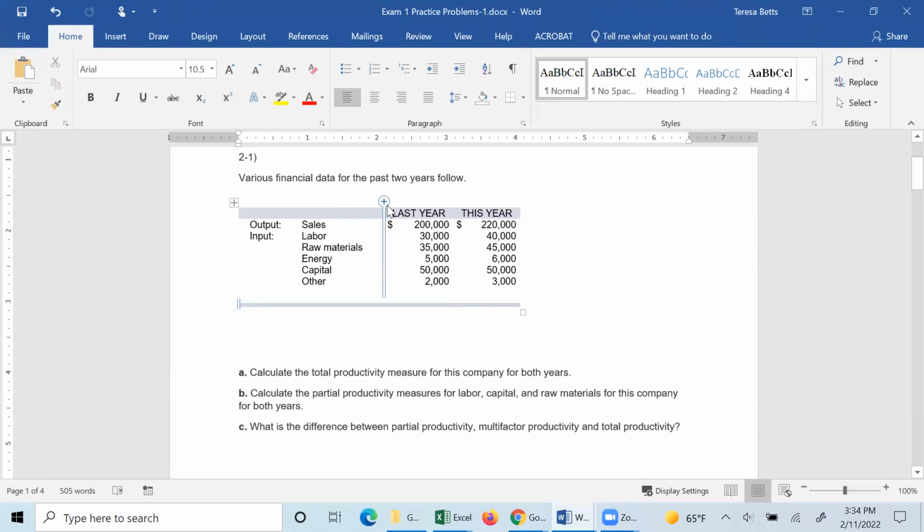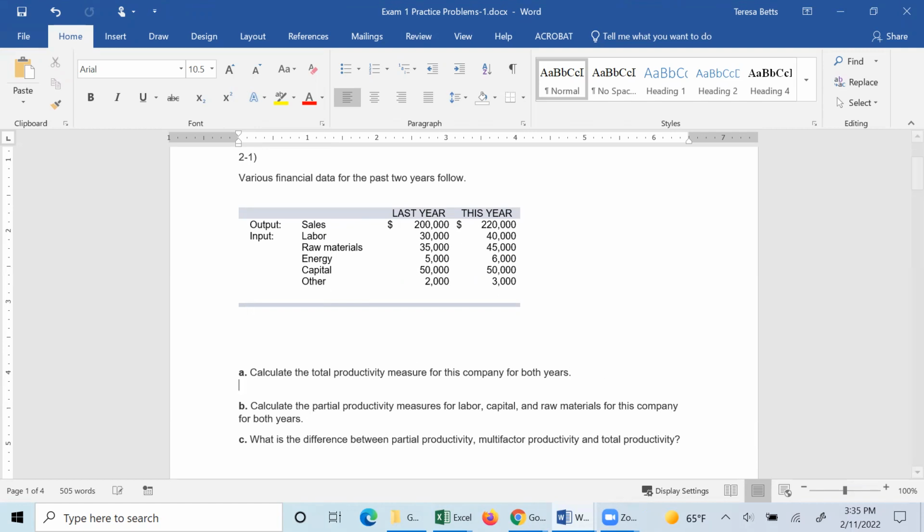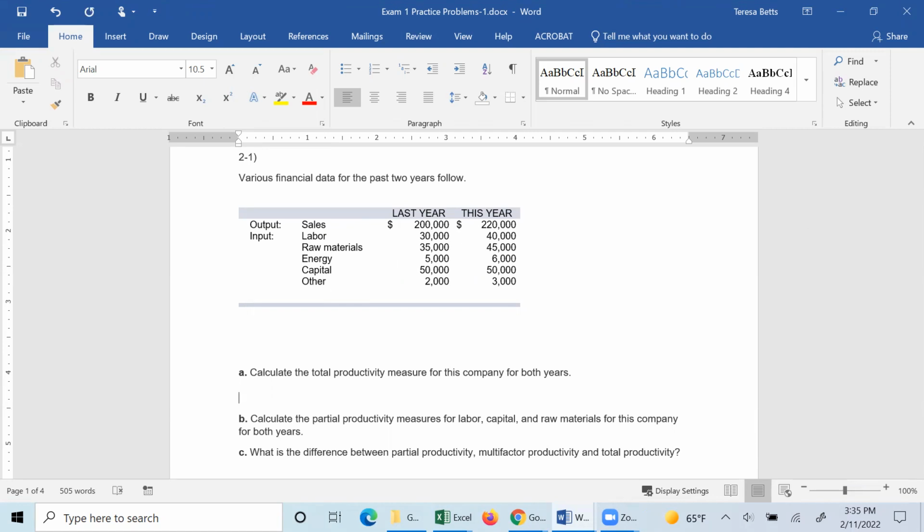And we've got this financial data for a company, and we've got outputs in dollars, 200,000 for last year and 220,000 for this year. And then we have inputs, also in dollars, for labor, raw materials, energy, capital, and other. So it says calculate the total productivity measure for this company for both years. So when we do that, we just need to remember productivity is output over input. So for last year, we're going to be taking the $200,000 sales and dividing it by the sum of all of the inputs. Okay.